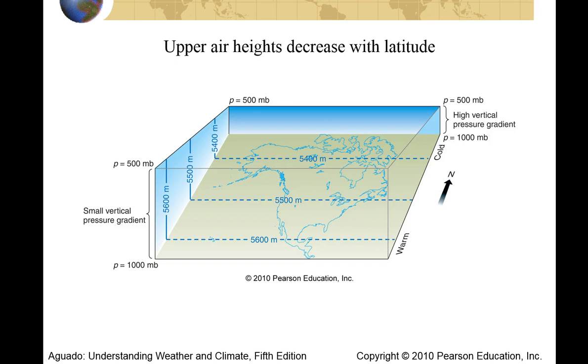So here's a better example of it. The 500 millibar height over southern Mexico is 5,600 meters.